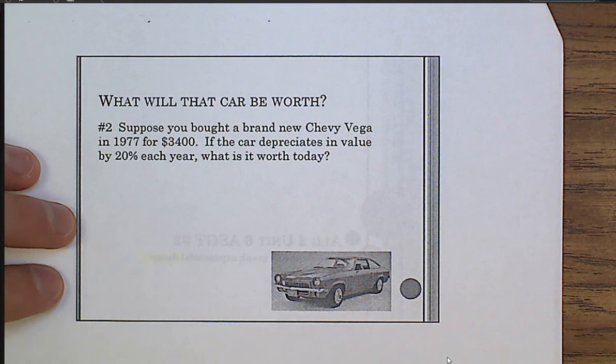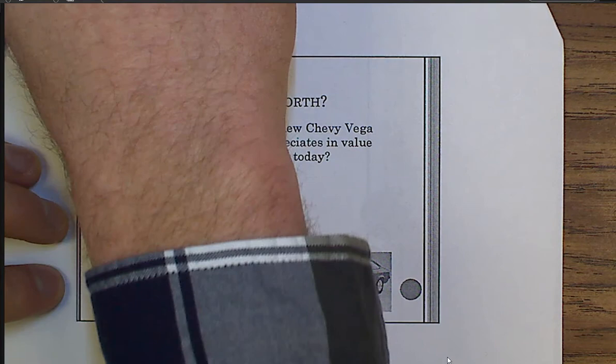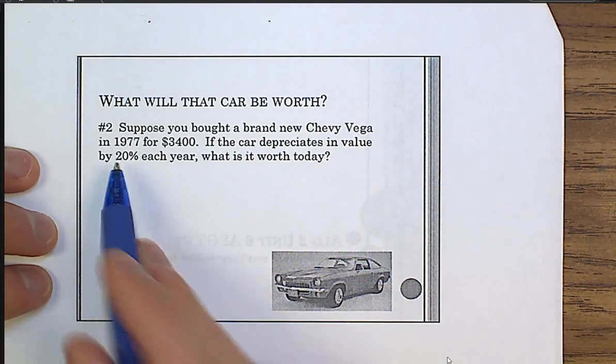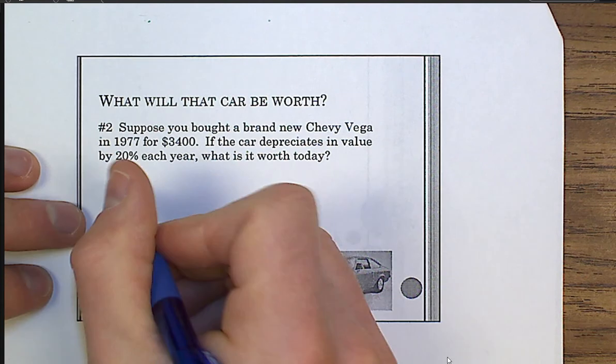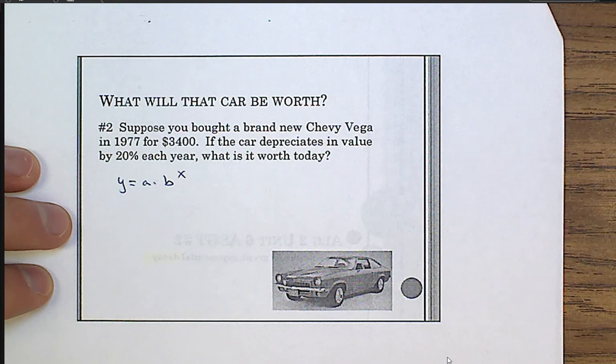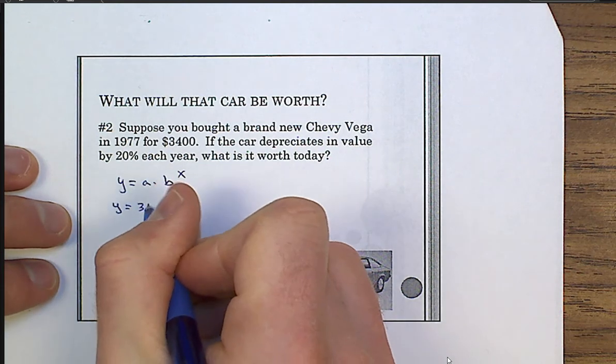So suppose you bought a brand new Chevy Vega in 1977 for $3,400. If the car depreciates in value by 20% each year, what is it worth today? Now, this can sometimes cause some issues because of this percent here, and I'm going to talk about how we need to write that. If we go to our function notation, which is y equals a times b to the x, what is our initial value? Our initial value in 1977 was $3,400.